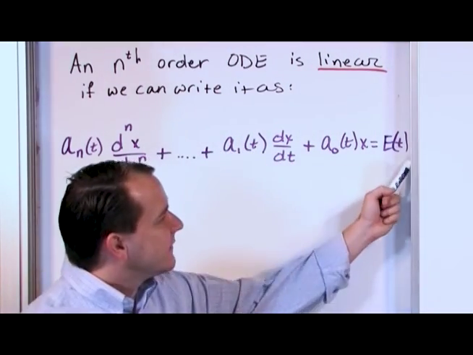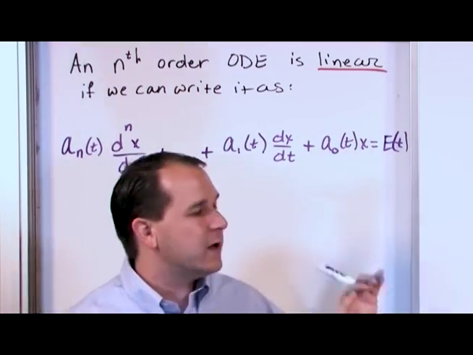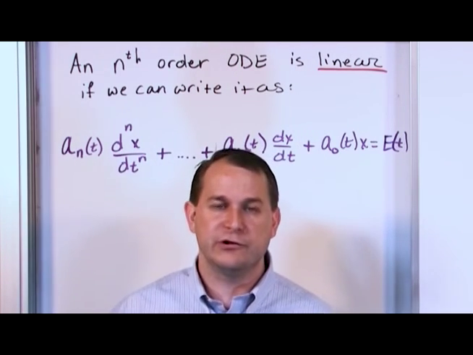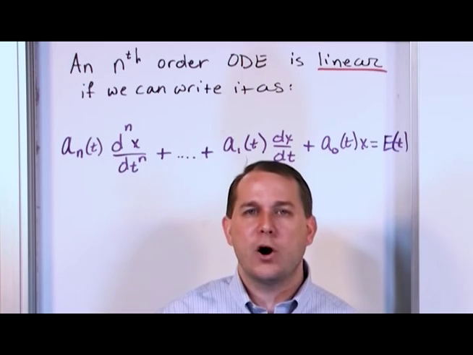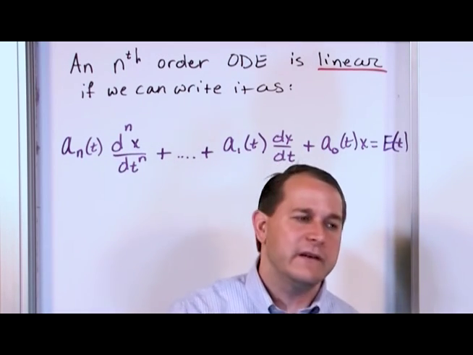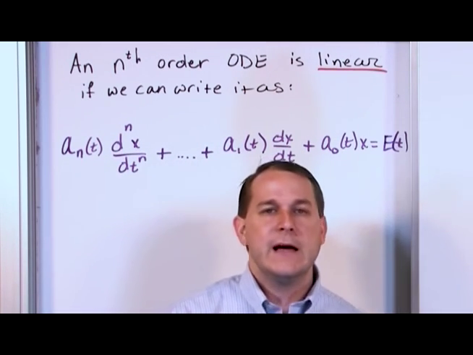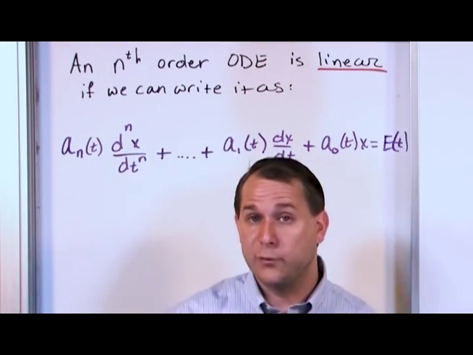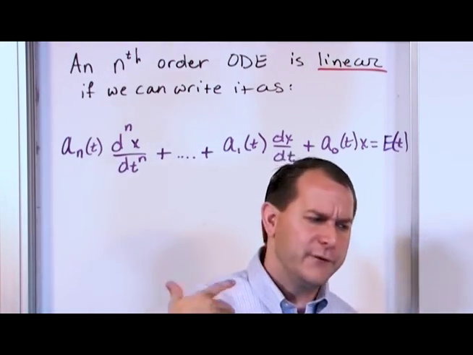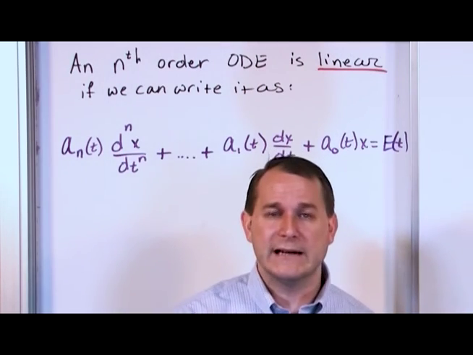What's on the right-hand side, this function of time that's off by itself, is what we call the input function or the forcing function. It is basically dealing with, are we injecting anything into the system to force it to do something? And if we are, then this function of time is going to be some function of time, whatever we're injecting into the system, some force or some flow or something like that.